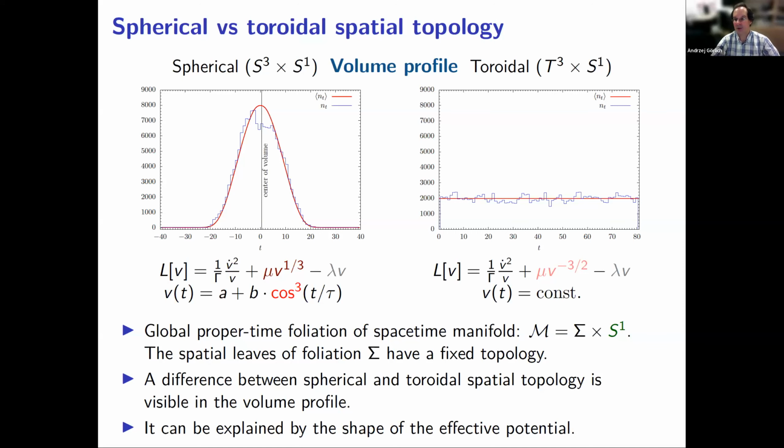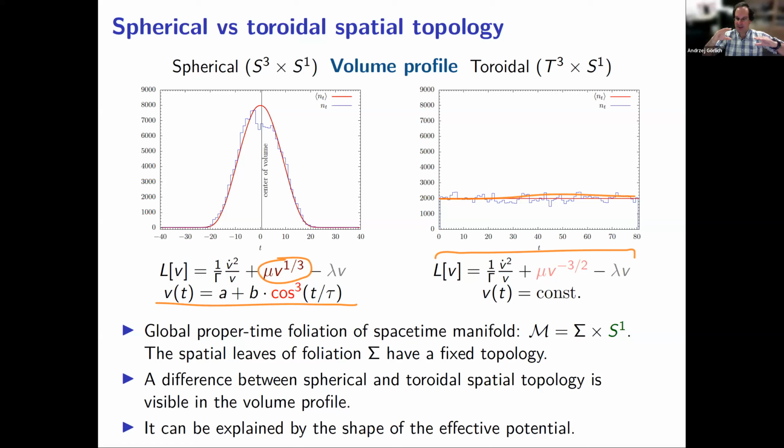We know that for toroidal spatial topology, the volume profile in the de Sitter phase, in the C phase, is constant. And we can explain it by measuring the effective action, while for a spherical spatial topology, we have an additional term in the effective action, and the solution is now cosine cubed. And this is exactly what we observe. So the change is twofold.